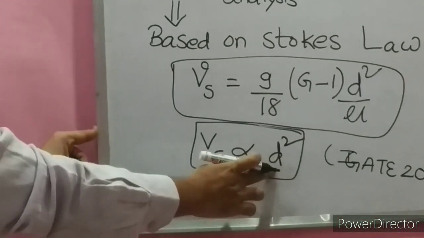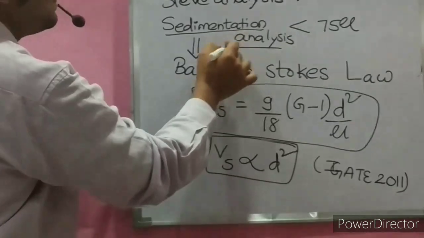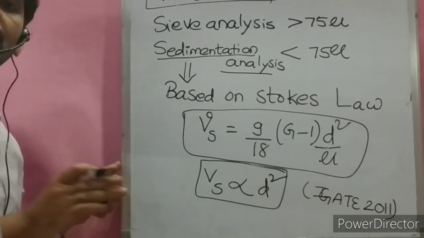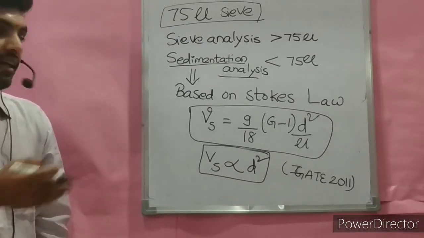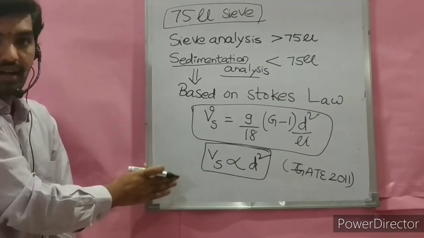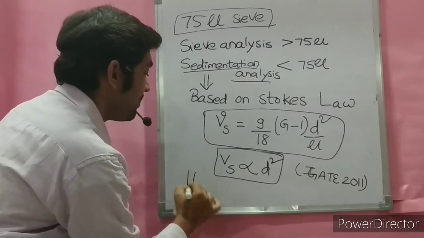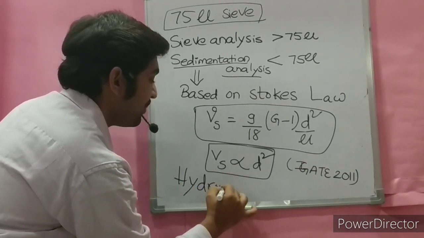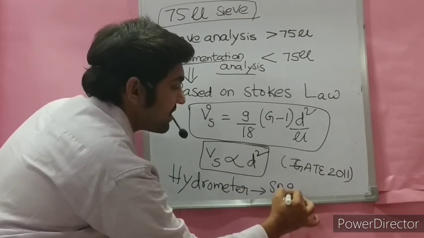Depending on the size of the particle, the settling velocity will vary. This is sedimentation analysis. The hydrometer is an instrument used to measure the specific gravity of the soil solids in suspension. That analysis is based on Stokes' law. That wording is important: a hydrometer is a device used to measure the specific gravity of fluids, of the soil solids, especially in suspension.